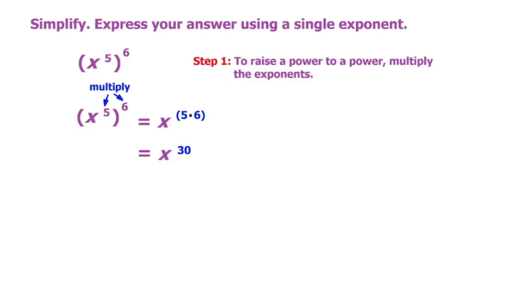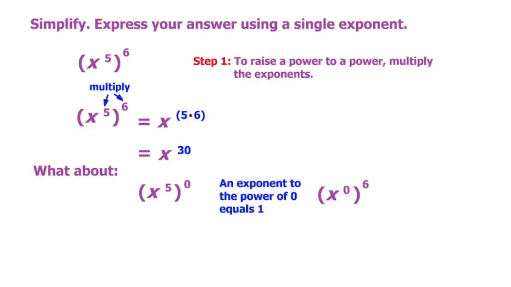Okay, so let's do a couple more, and I'm going to teach you all the tricks you need to know about this. So what if we have x to the 5 to the 0? An exponent to the power of 0 equals 1. Okay, so that means if we multiply these two together, we use our power rule, x to the 5 times 0 is going to equal x to the 0 because any number times 0 is going to be 0. And so x to the power of 0 is just going to be 1. An exponent to the power of 0 equals 1.